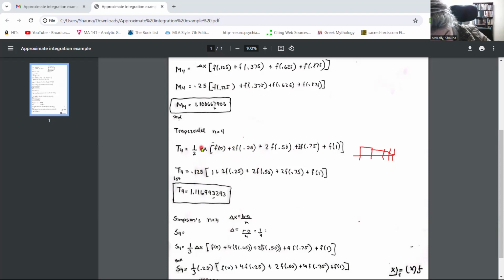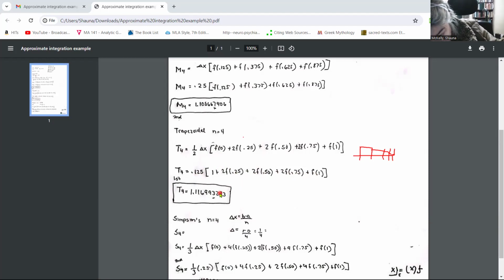Remember, you're dividing delta x by 2. So half of 0.25 is 0.125. F of 0 is 1, which we get from putting it into the function. F of 0.25, 2 times f of 0.5, 2 times f of 0.75, and f of 1. Okay. If you add that all up and you do the arithmetic, you get the answer down below.